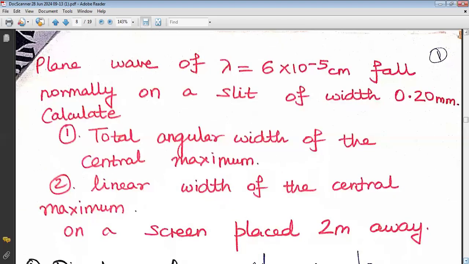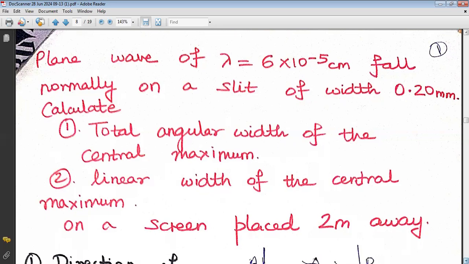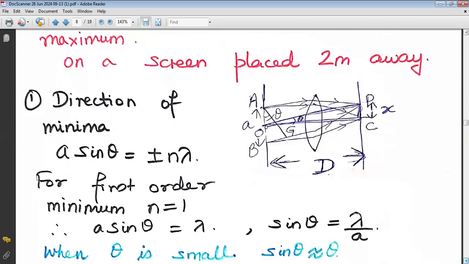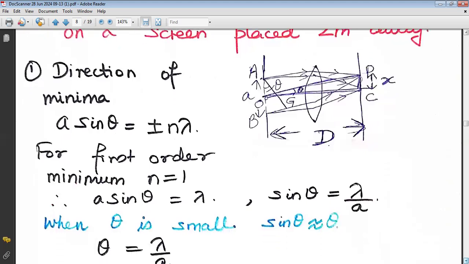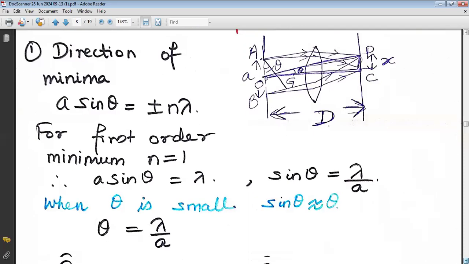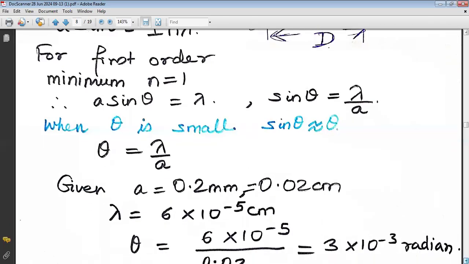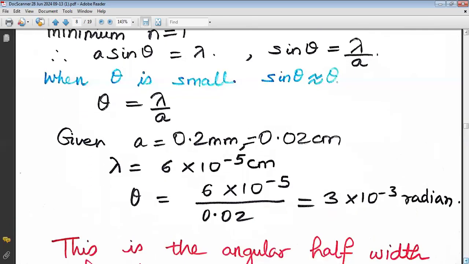A plane wave of wavelength falls normally on a slit of width this much. Calculate the total angular width of the central maximum and the linear width of the central maximum on a screen placed 2 meters away. The direction of minima is given by a sine theta equal to n lambda. For first order, n is equal to 1, so a sine theta is lambda, sine theta is lambda upon a. When theta is small, sine theta tends to theta, so theta becomes lambda upon a.